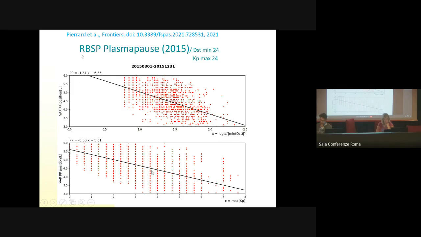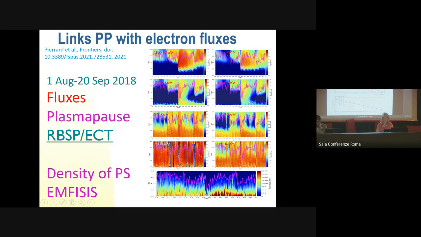And here you have the same plots, but for the maximum of Kp during the 24 previous hours. Again, you can see the best linear fits that show a clear trend of a lower plasmapause position when Kp is high. This confirmed what was already known before with previous observations of the plasmapause.